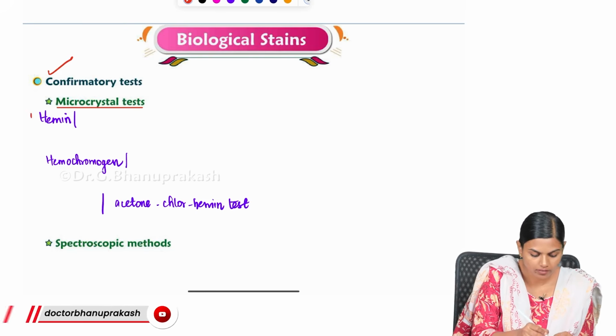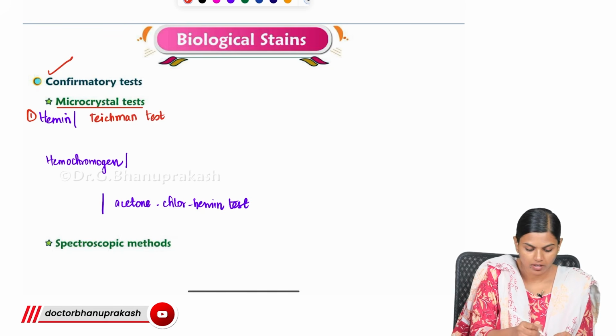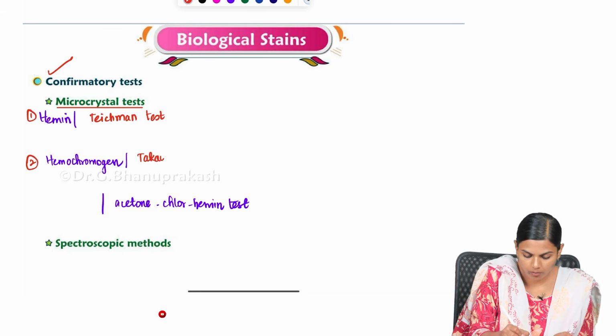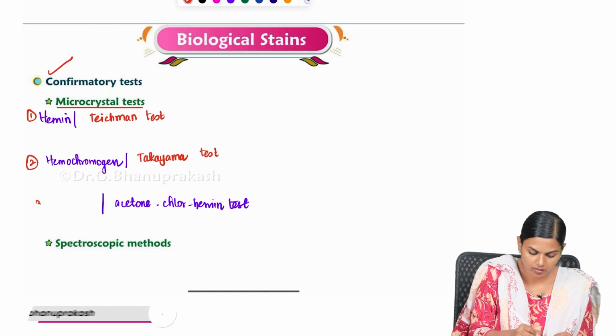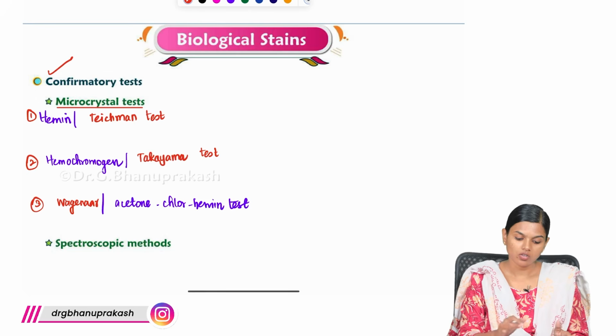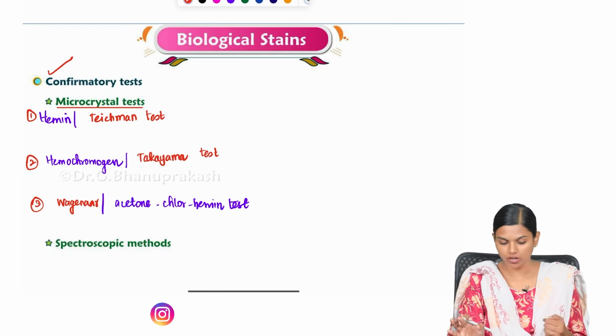First you have hemin or Teichmann test. Next, you have hemochromogen or Takayama test. Then finally, you have Wagner or acetone chlorhemin test. So, these are the microcrystal tests that we commonly use as confirmatory test.